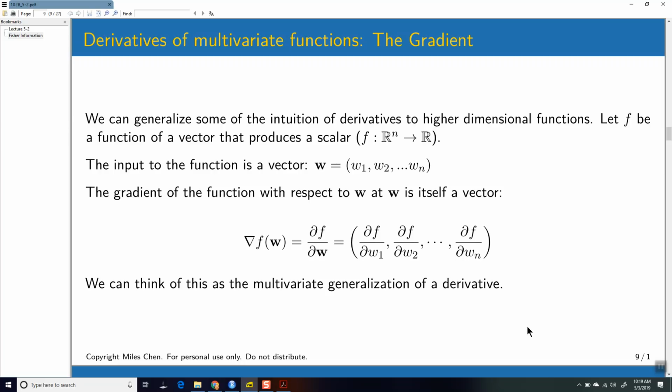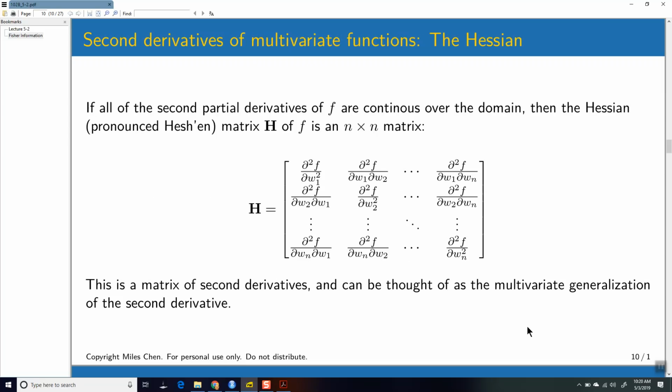And if we take the gradient again, the equivalent of a second derivative for a multivariate function, what do we get? The second derivative of a multivariate function is called the Hessian, right? Do we remember that from multivariable calculus? Okay.